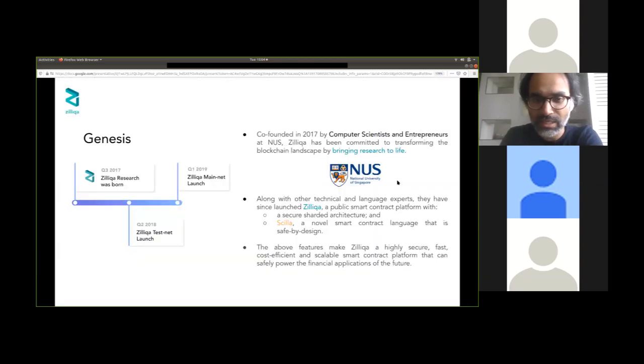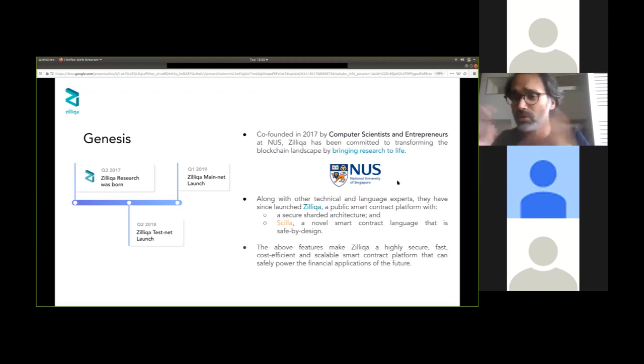So Zilliqa started back in, I would say, June 2017. Prior to that, most of the founders who were involved at Zilliqa were researchers based at the National University of Singapore, and this is where most of these researchers were looking at blockchains from a scalability perspective. Around that time, ICOs were happening like crazy, and a lot of transaction volume was being sent to the Ethereum chain.